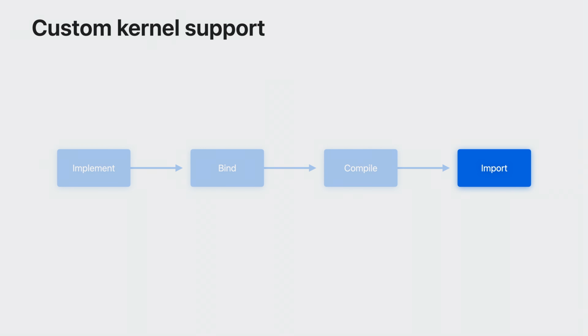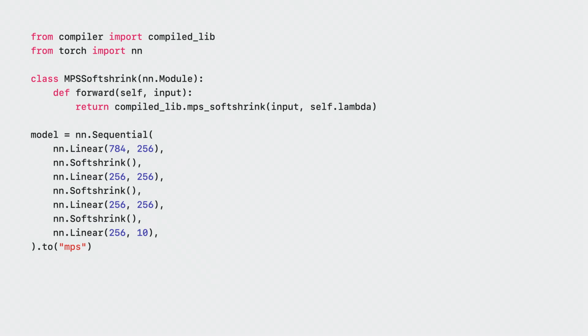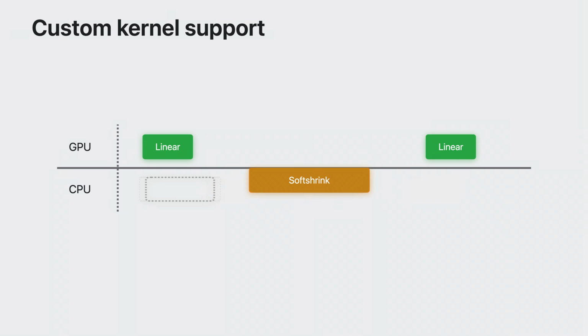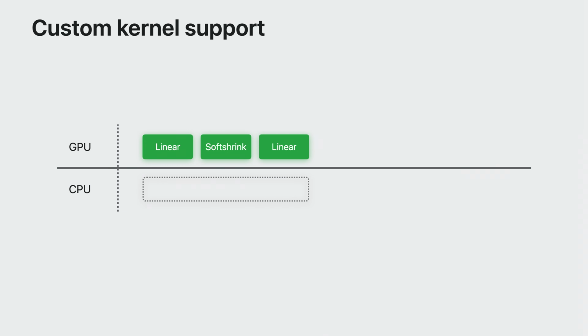Finally, import the operator into your script to begin using it. Start by importing the compile library and change the previous sequential model to use the custom softstring kernel. Let's run the same model again and check the results. With the newly added custom operator, the model runs much more efficiently. All the copies and intermediate tensors created by the fallback to the CPU are gone, and the sequential model runs much faster. Now, let's explore more ways your network can be further improved.